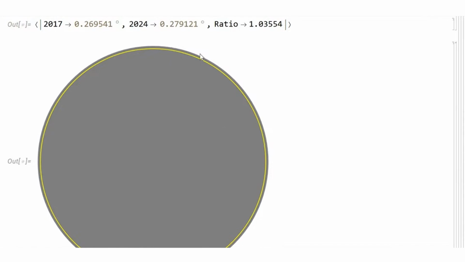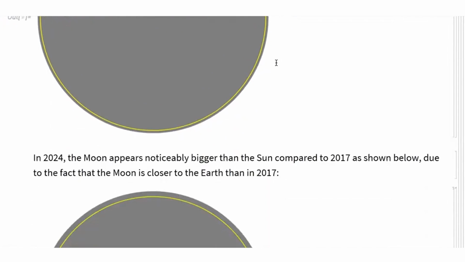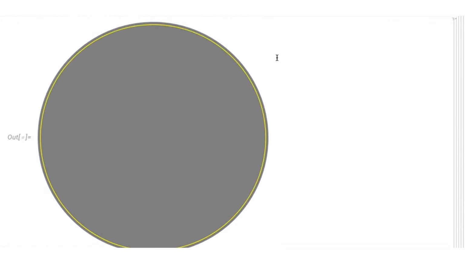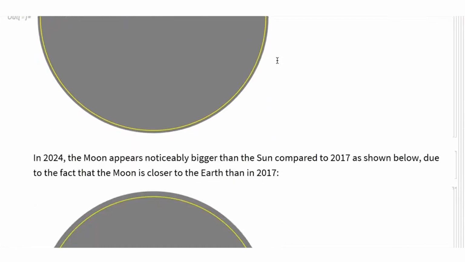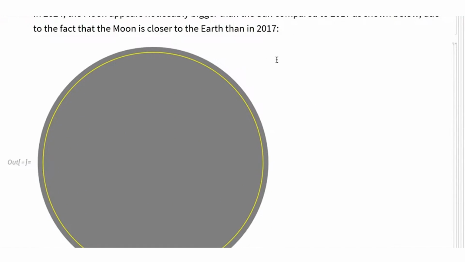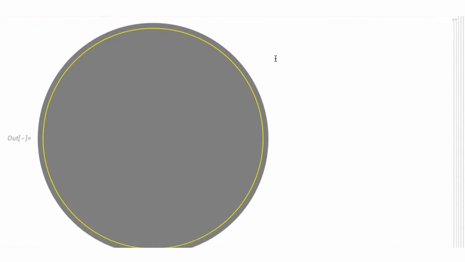You can see that the moon, the gray disk, is larger than the yellow circle. That's the sun. So total eclipse. That's 2017. See how close they are. And in 2024, that difference is bigger. You can visually see that. So this is why we get a little bit of a longer eclipse in 2024.